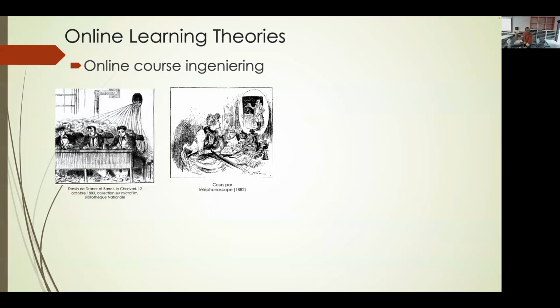So let's see the theory on online learning. Online learning is really connected to industrial production. You see this drawing from 1880 or 1882. It was connected to massification. It's a picture from this year. Massification and industrialization were always associated with distance.